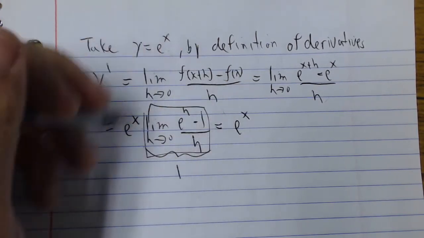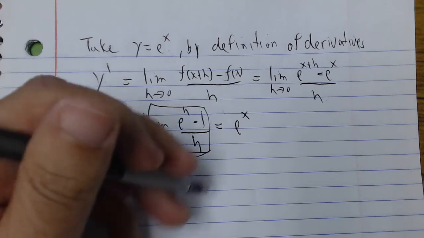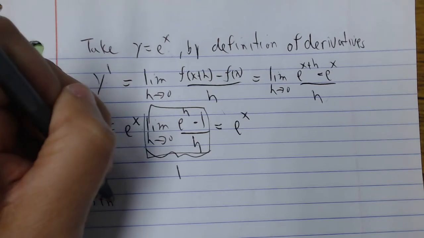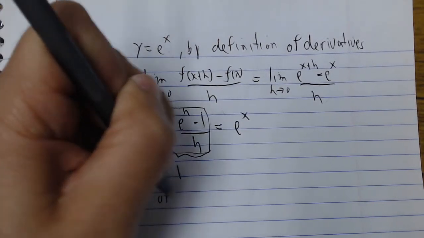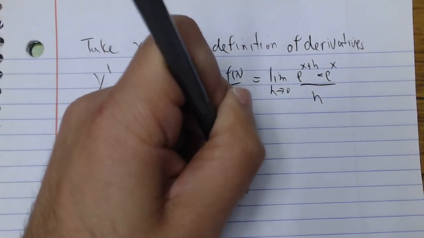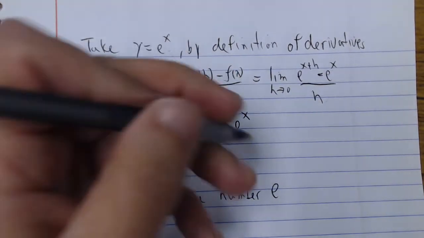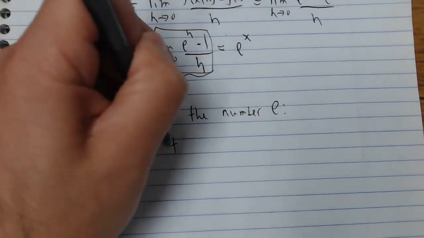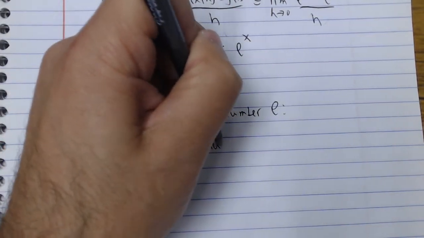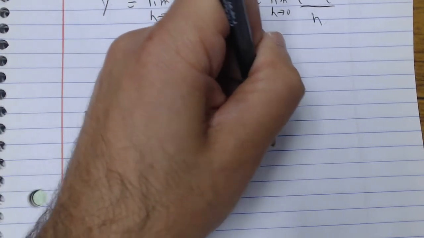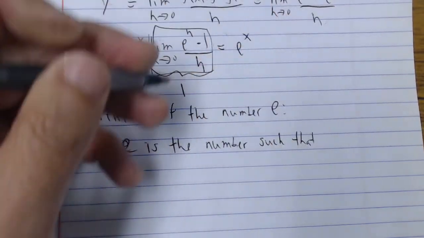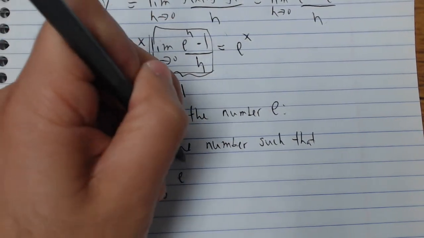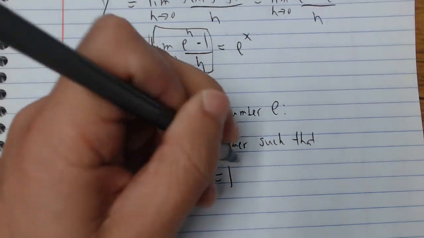So before we actually go ahead and give the derivative of e to the x, let me define the number e. The definition of the number e is the following. We know that e is the number such that the limit as h approaches 0 of (e to the h minus 1) over h equals 1.